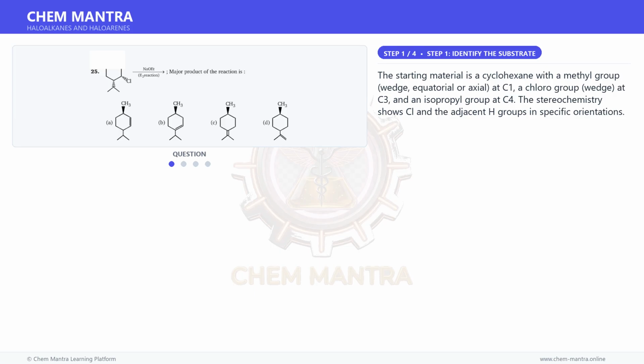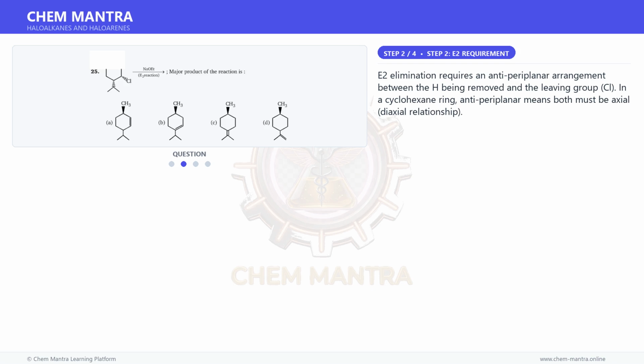The starting material is a cyclohexane with a methyl group, wedge, equatorial or axial, at C1, a chloro group, wedge, at C3, and an isopropyl group at C4. The stereochemistry shows Cl and the adjacent H groups in specific orientations.